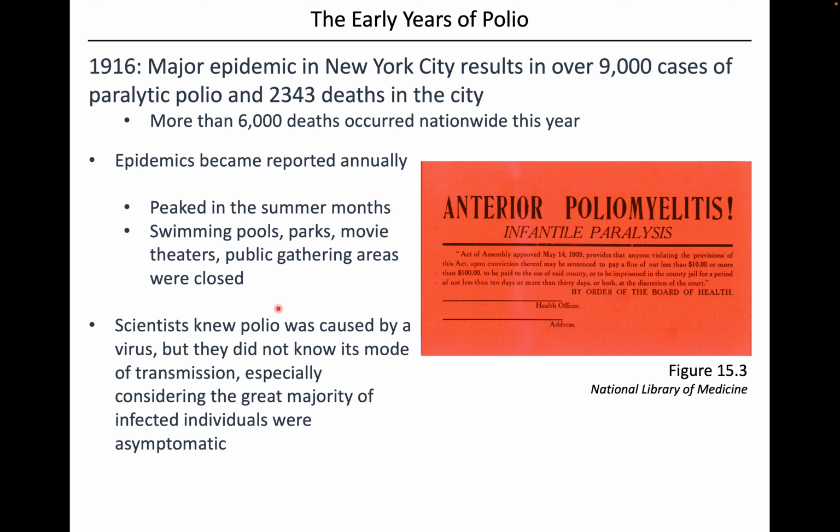seemed to be most cases in the summer months. I think that was just due to exposure to virus in swimming pools or other areas that people were gathering, movie theaters, etc. So a lot of those places were just being closed to try to reduce spread of the virus. So they knew polio was a viral disease, but they did not know at this time how it was being transmitted. And I think the fact that, as I mentioned, 70+% of infected individuals were completely asymptomatic made it more challenging, because widespread transmission, but not apparent in most of those cases.